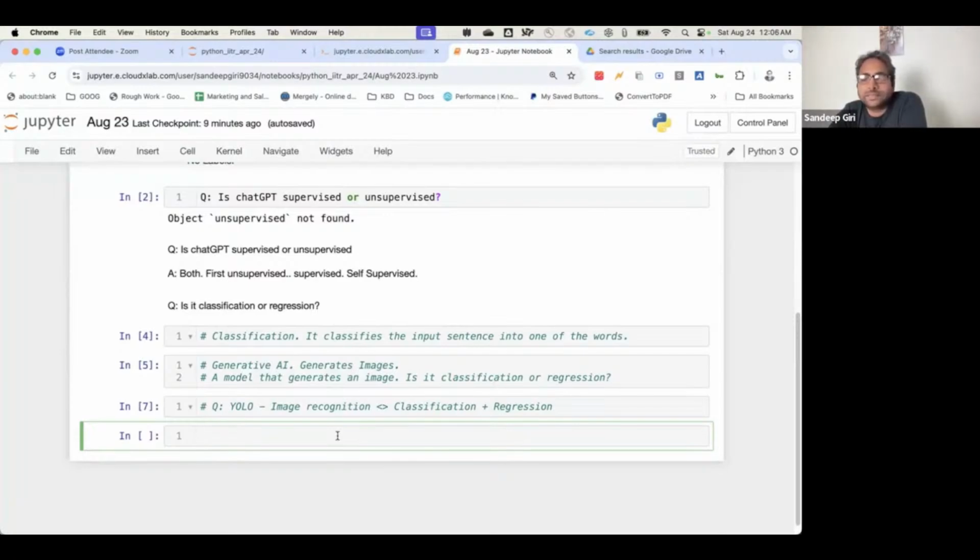It's a semantic segmentation algorithm. We call it semantic segmentation. We are breaking the image into rectangles and marking each rectangle with a class. That's what YOLO is.